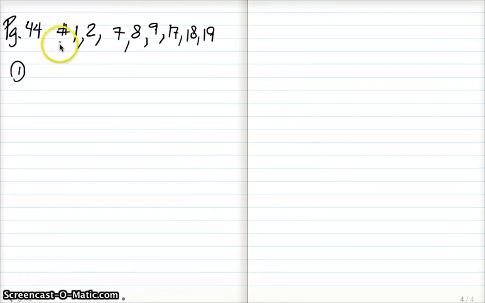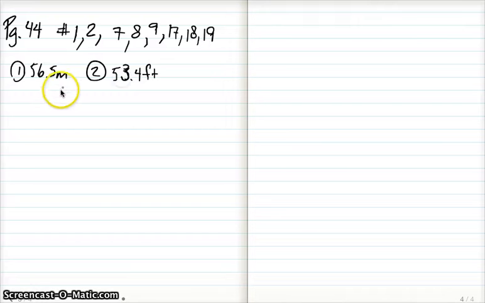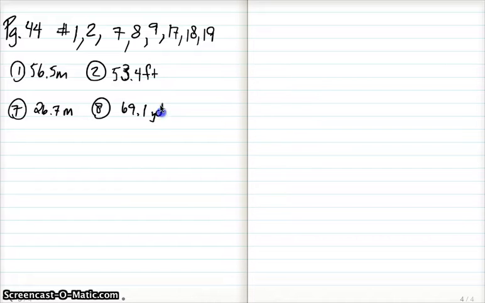So with number 1, the solution is 56.5 meters. Number 2, the solution is 53.4 feet. Again, that's a 3. Number 7, the solution is 26.7 meters. 8 is 69.1 yards. Number 9 is 20.1 feet. With number 17, let's go ahead and take a look at that one together.